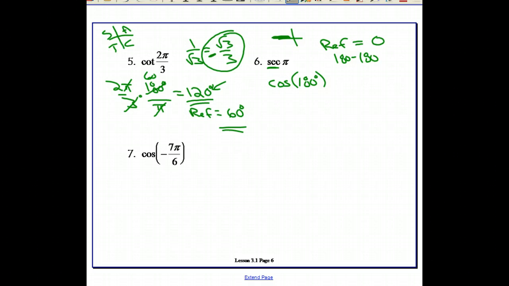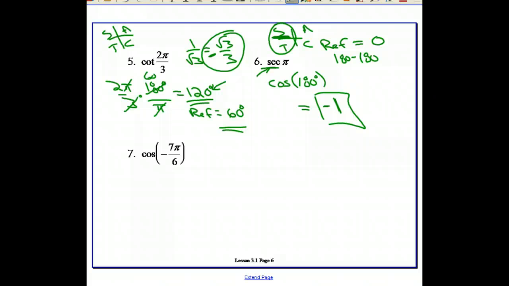What's the cosine of 0? 1. The secant is a reciprocal, so the reciprocal of 1 is 1. So I get 1 for my answer. If you do a smart trig class, you realize if you call it either the second or the third quadrant, don't fight over it. Either way, it's negative. So I get a negative 1.